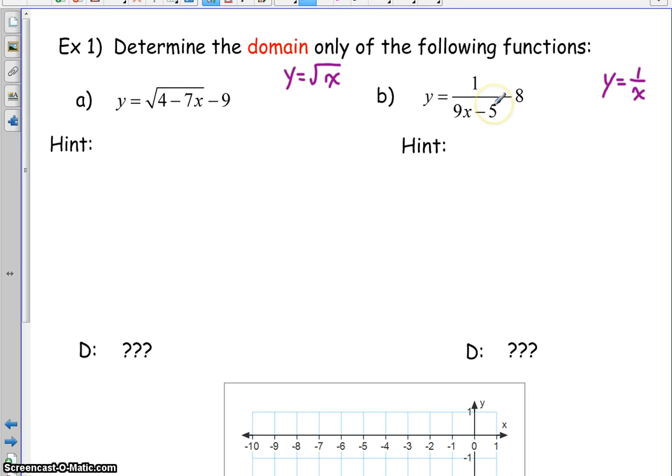Okay, but for now, the way we used to do this is, okay, well, in terms of a square root problem, and trying to find the domain, we think, okay, what can we not do, right?